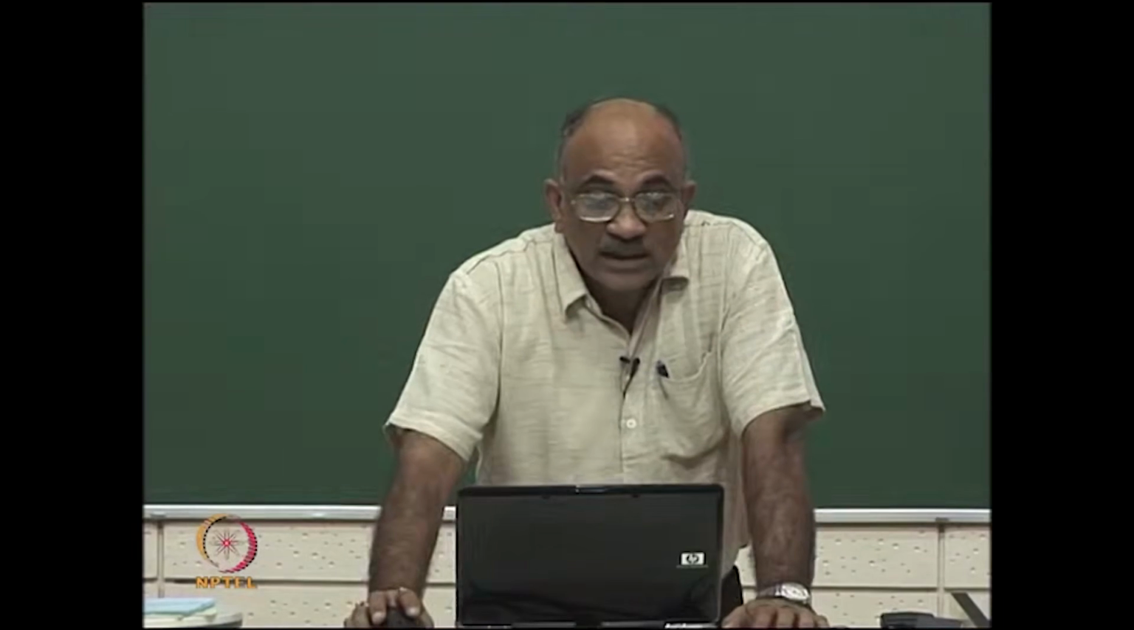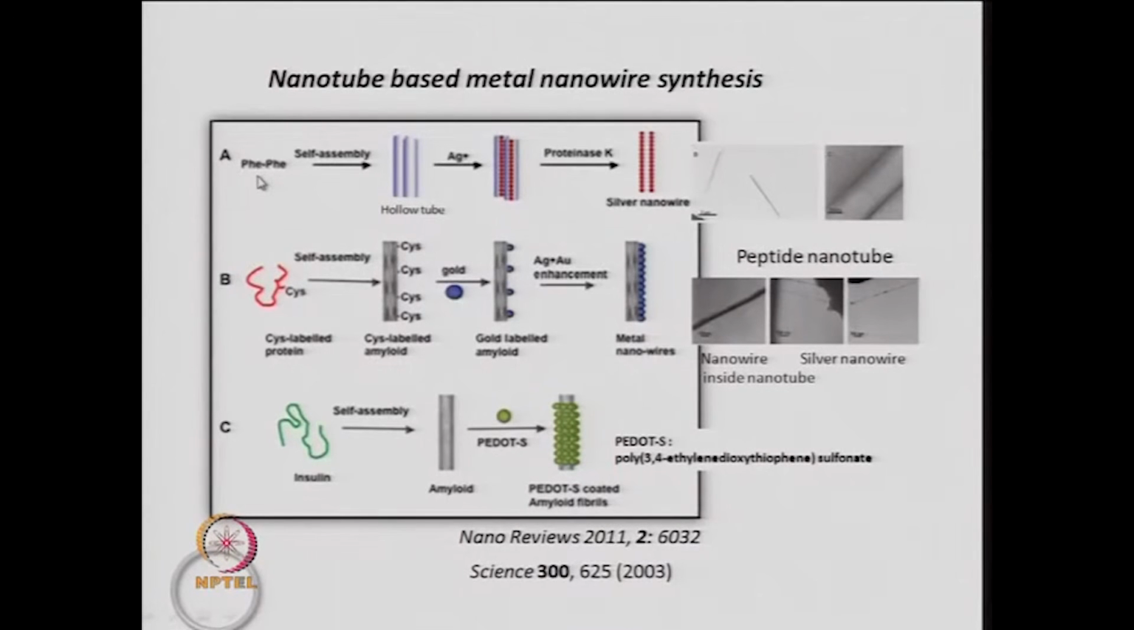So, here you see, you start with a dipeptide, a phenylalanine type of dipeptide, and then it self assembles to form these hollow tubes, and then you add silver ions which get reduced on them, and you get these silver particles embedded inside the hollow tube of this biopolymer, which is basically a polypeptide tube.